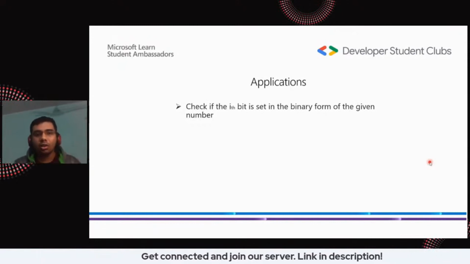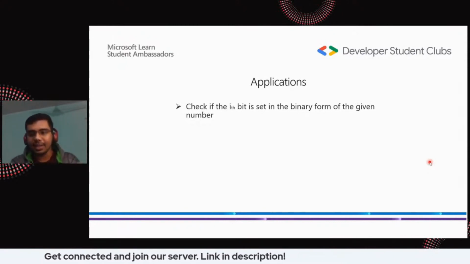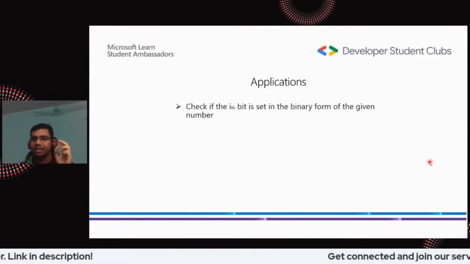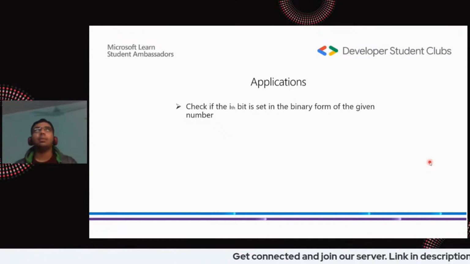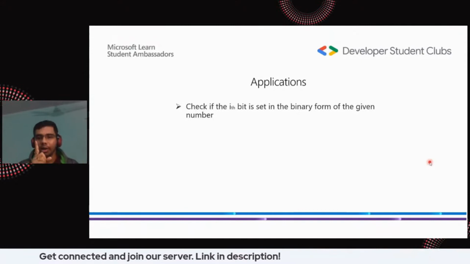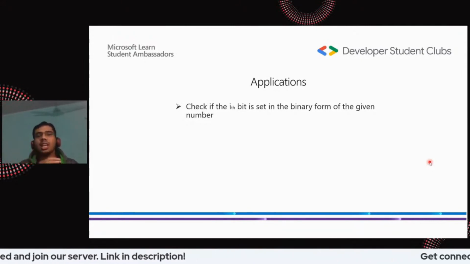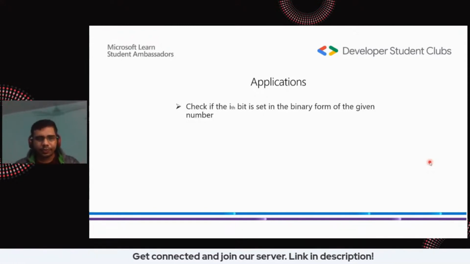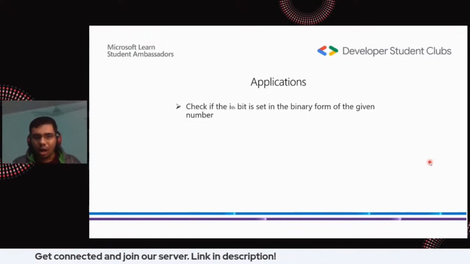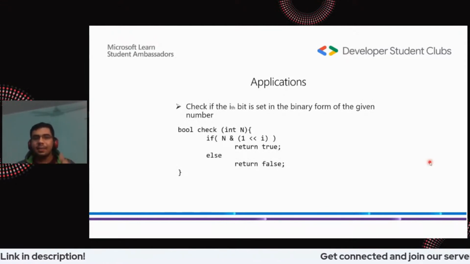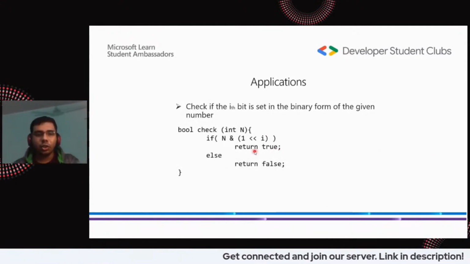Now, on this example, we are here at another example. In this example, we will check if the ith bit is set in the binary form of the given number. By set, or when you say set bit, that basically means the ith bit is 1. It's not 0. So we'll check if the ith bit, the particular position of a binary form, is 1 or not, right? So that's the check we do here. Let's understand how we can do that.